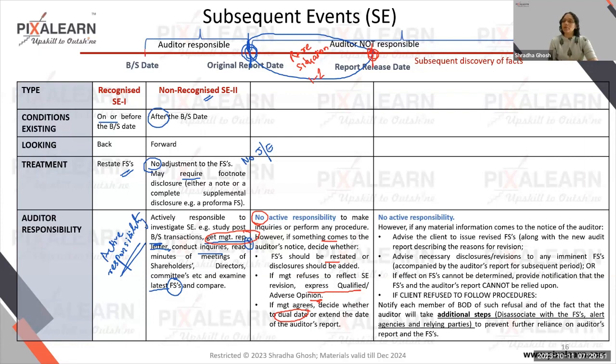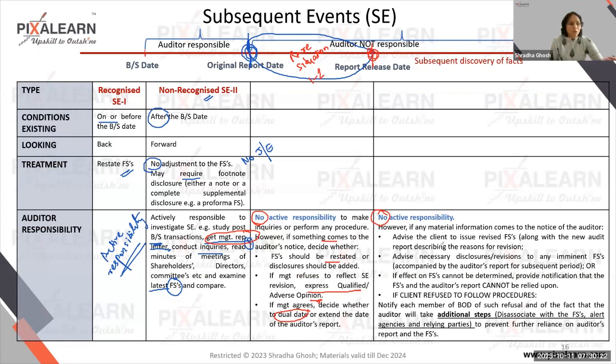are actively the auditor's responsibility. Okay, so remember, till the report release date, I am still actively responsible for letting the users know if there's any major development. Even though between this date, I'm not responsible for looking and hunting for the subsequent events. That will stop at the original report date. Now, once the report is released, typically the auditor has no active responsibility.